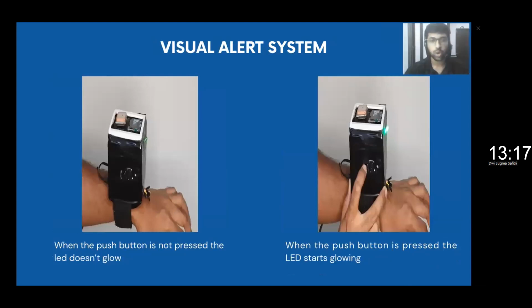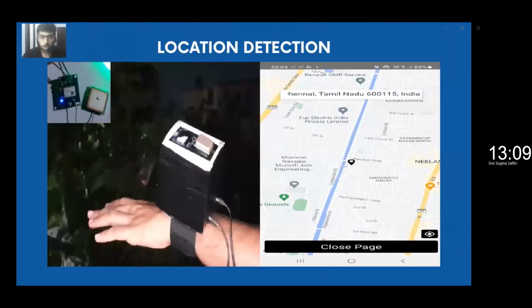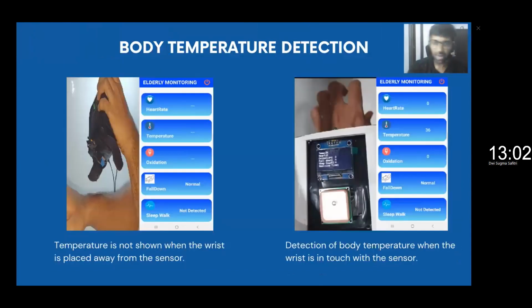The visual alert system is used to alert the people nearby. When the push button is not pressed, the LED doesn't glow. And as soon as the elderly person presses the push button, the LED starts glowing and alerts the people nearby. Location detection. The Neo 6M GPS module, which is present in this device, helps track the location of the elderly person, as shown over here. Body temperature detection. As soon as the DHT11 temperature sensor comes in contact with the elderly person's skin, the temperature starts appearing in the elderly app, as shown over here.